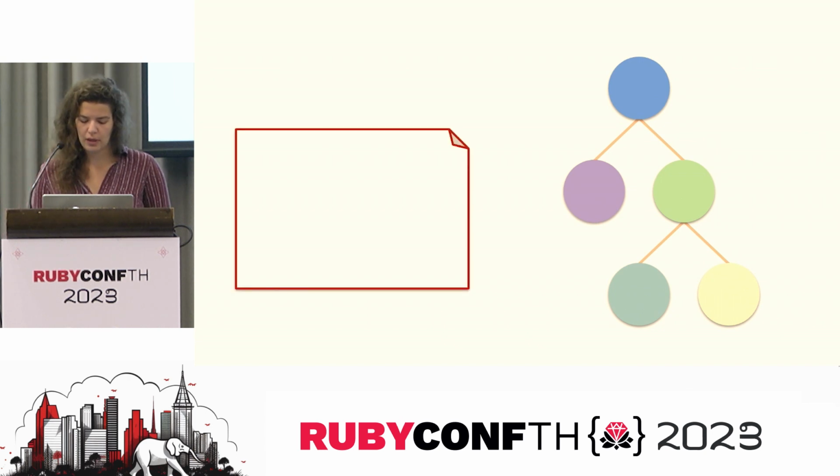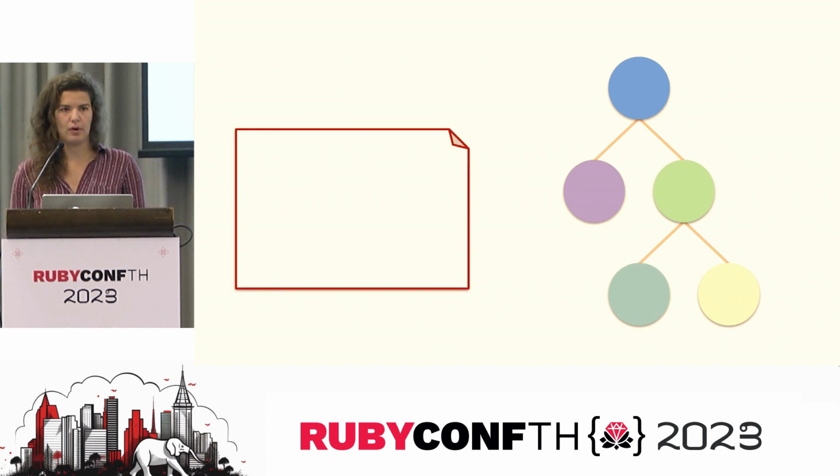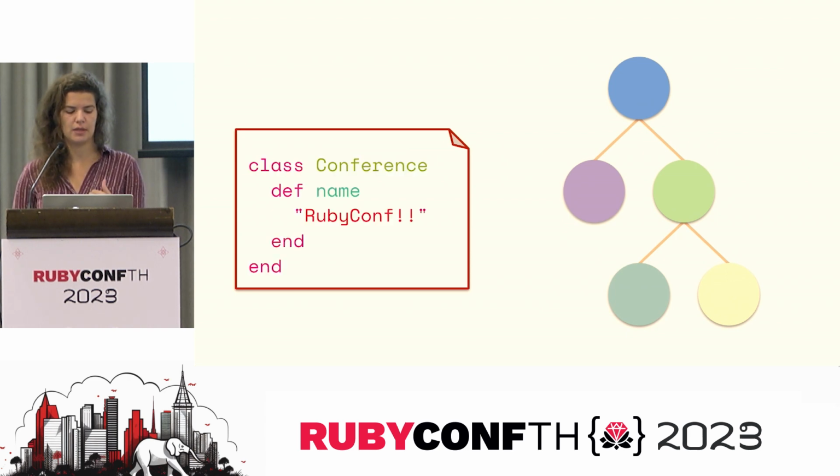And so to start, let's look at a small sample program and see, at a high level, hand waving a little bit, what this tree structure is. It's a very creative Ruby program here. We have a class Conference with one method, and all it does is return the string RubyConf.